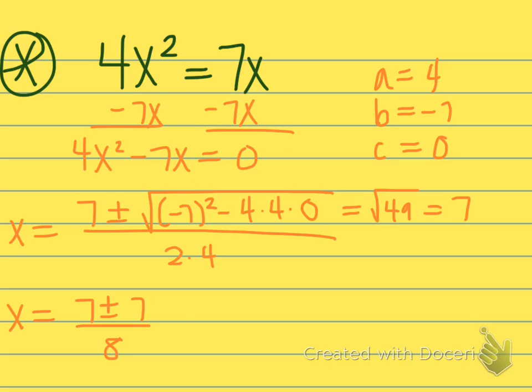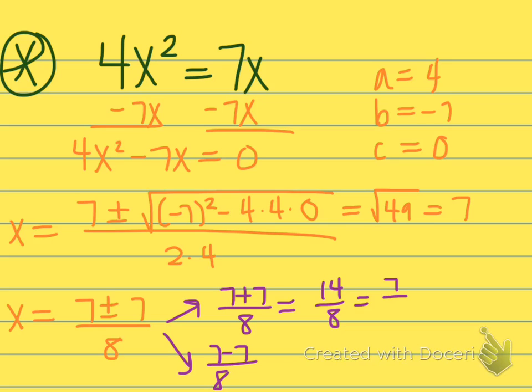So now I'm going to find my two solutions, 7 plus 7 divided by 8, and 7 minus 7 divided by 8. 7 plus 7 is 14, and I can simplify the fraction 14/8 by dividing both the numerator and the denominator by 2 to give me 7/4. Now, for the other one, 7 minus 7 is 0, and 0 divided by 8 is 0. So my two solutions here are 7/4 and 0.